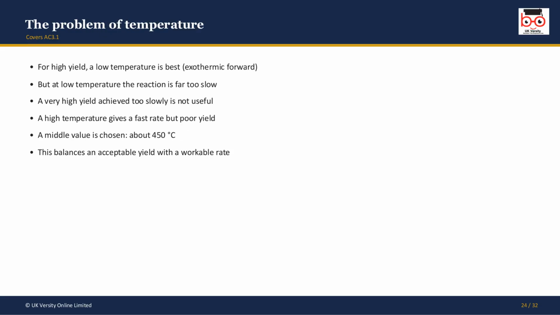But there's a tension over temperature. For the highest yield, you'd want a low temperature, since the forward reaction is exothermic. The trouble is that at a low temperature, the reaction is painfully slow, and a wonderful yield that takes forever to appear is no use industrially. Push the temperature up, and you get a fast rate but a poor yield. So a middle value is chosen, around 450 degrees Celsius, balancing an acceptable yield against a workable rate.